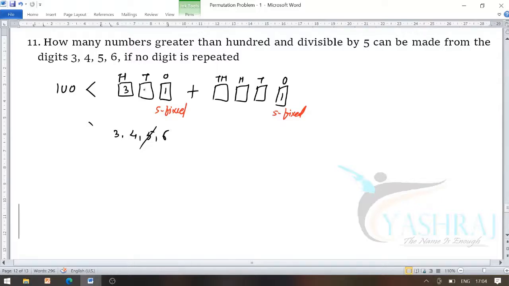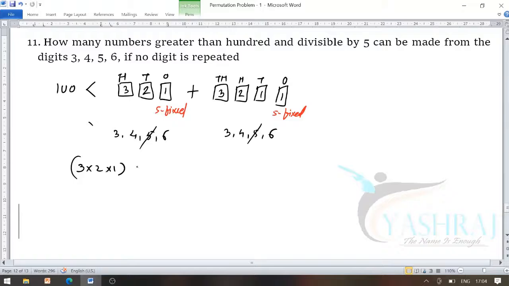And following which the tens place can be filled up in 2 ways. While for the 1000 place, again we have the digits 3, 4, 5 and 6. Among them 5 is fixed at the ones place. So we have 3 ways to fill up the 1000 place digit, 2 ways to fill up the 100 place digit, and only 1 way to fill up the tens place digit. So as per the multiplication principle, 3 into 2 into 1 gives the 3-digit numbers that are divisible by 5.